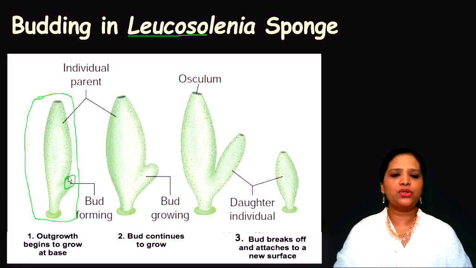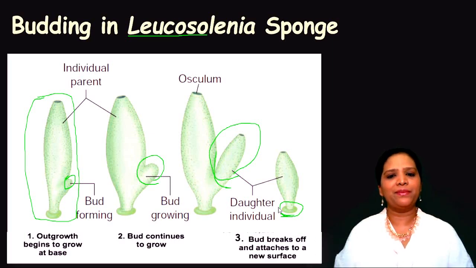A small bud starts to form and continues to grow. Finally, the bud breaks off and attaches to the new surface. When this organism reproduces and gives buds, the bud separates from its base. Then it will go to another place, where it needs a firm environment to sit, and it will start its own life cycle. So it detaches completely, breaking off from the base.